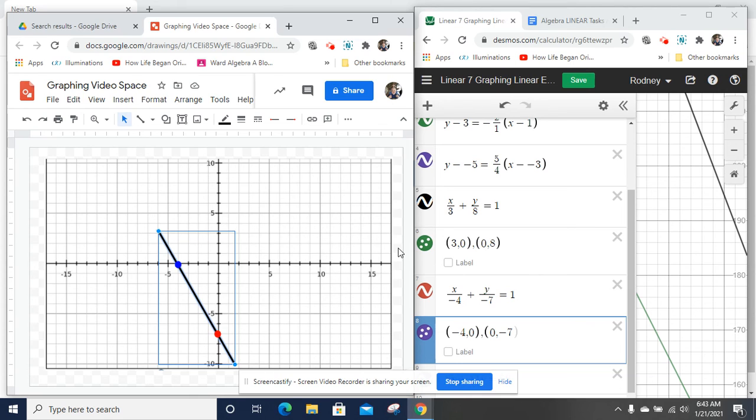And there you have your graph. All you need to do is grab the intercepts, figure out what they are. If there's some negative signs, you might have to do a little maneuvering like I did, and draw a line through it.